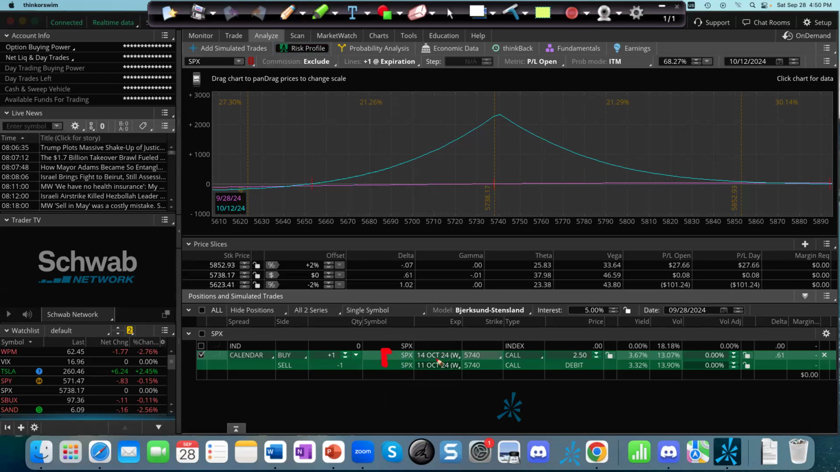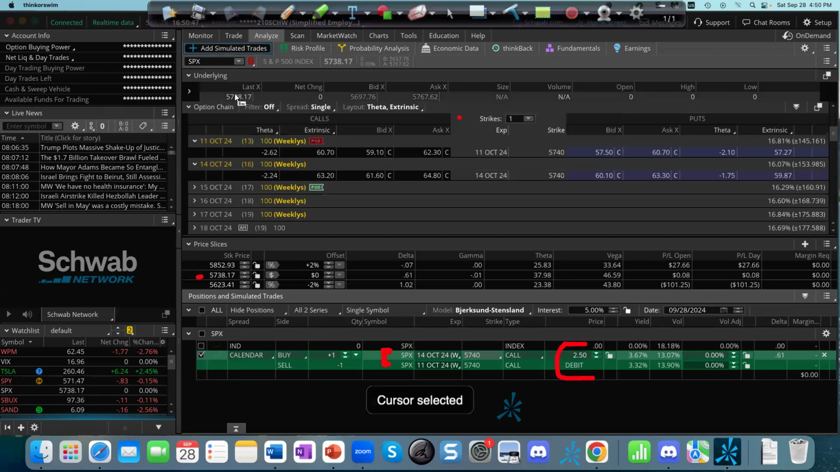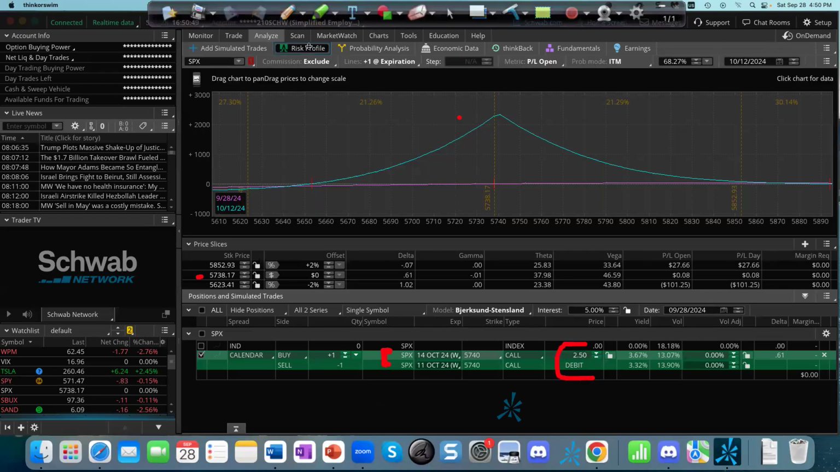We're buying the OCC 14 and we're selling the OCC 11. There are 3 days between the long and the short, and that's going to be the cheapest calendar. It'd be $2.50. Our risk is $250, and that's pretty cheap for a $5,000 vehicle. Here's the graph.